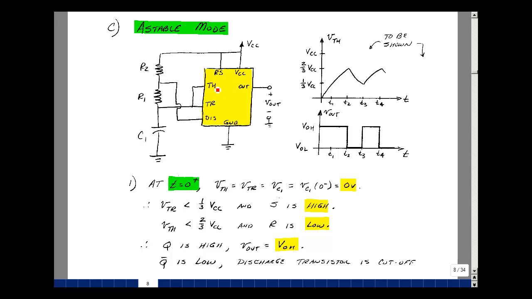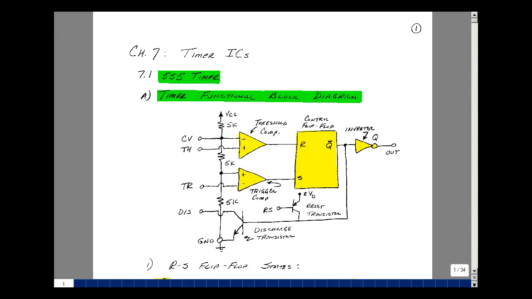Let's go back to page 1 where we have our functional block diagram and figure out what happens. If the trigger is at 0 volts, here I have 1/3 VCC and 0, so that difference is positive. That's going to give me a logical 1 on the set line. And then I have a threshold that's 0 volts, but this is 2/3 VCC, so that difference is going to be negative, so I'm going to go low. I'll get a logical 0 here. So I have a 1 on the set line, a 0 on the reset line, so the output is set high, and its complement is set low.